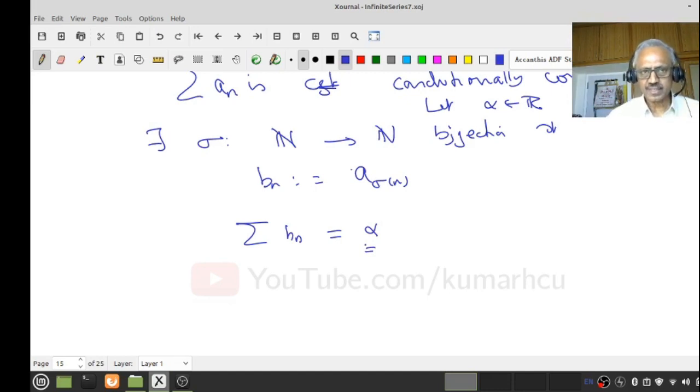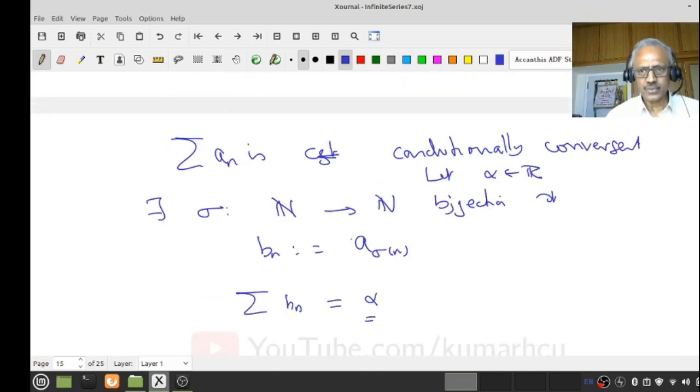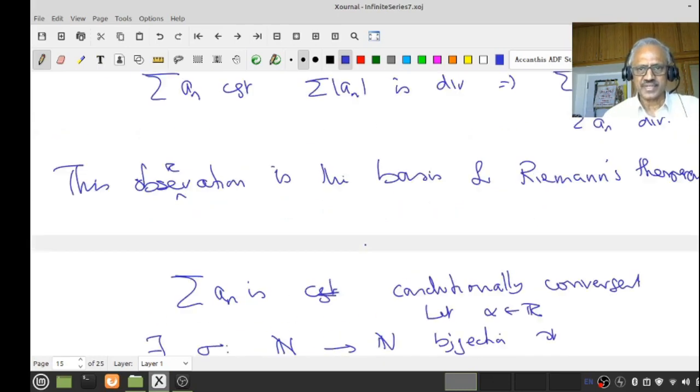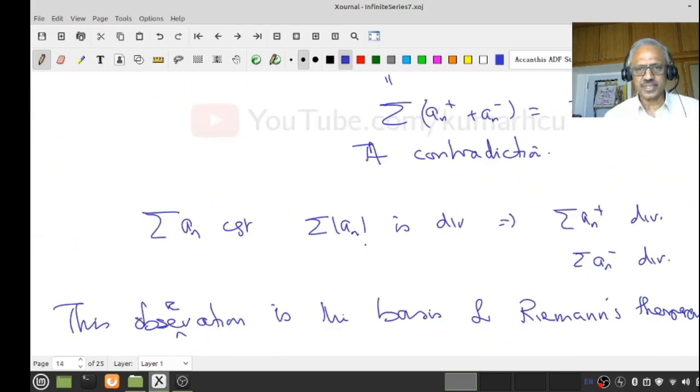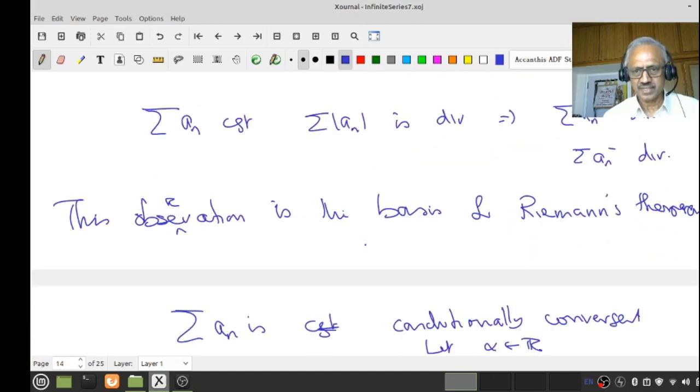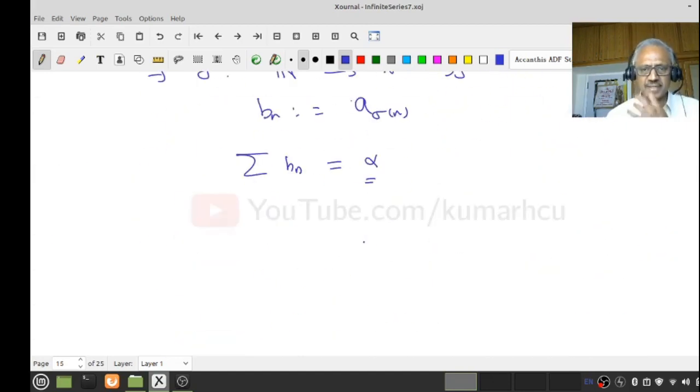Please understand what it tries to say. Don't worry about the proof. I am not going to give the proof because the proof is notationally cumbersome. It's essentially a bookkeeping exercise. The basic idea is the series of positive terms and the series of negative terms are both divergent for a conditionally convergent series. That's a crucial thing.